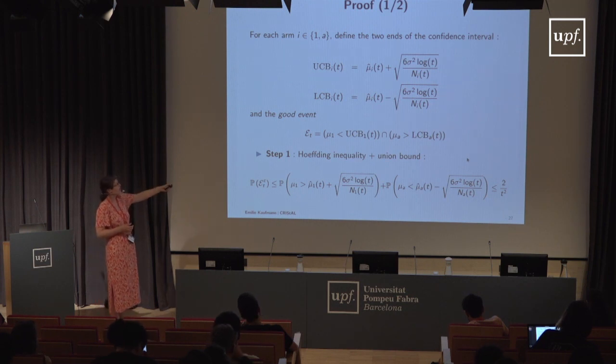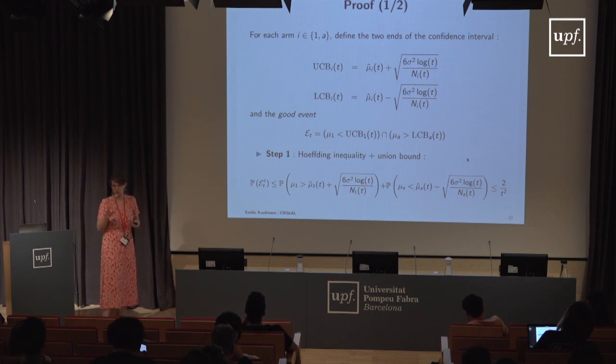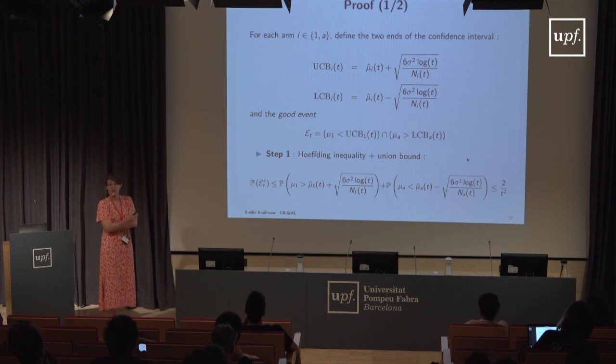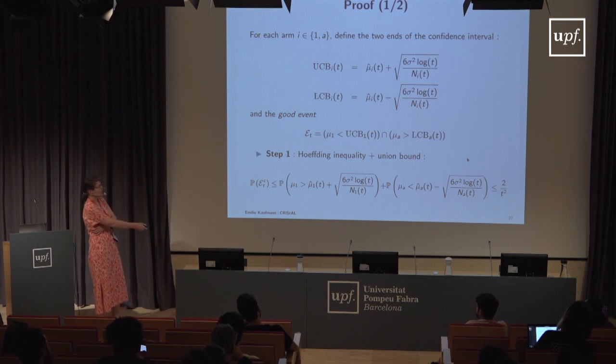We will leverage this upper and lower confidence bound in the proof. This proof is basically the proof of explore-then-commit, simplified a little bit. The good event, what happens with high probability, is that the best arm is not underestimated, so it is indeed below its UCB, and the bad arm is not overestimated, so it is indeed above its lower confidence bound. And just with Hoeffding's inequality, we can upper bound the probability of the bad event, the complement of this, by these two sums that we managed to upper bound on the previous slides by 2 over t squared.